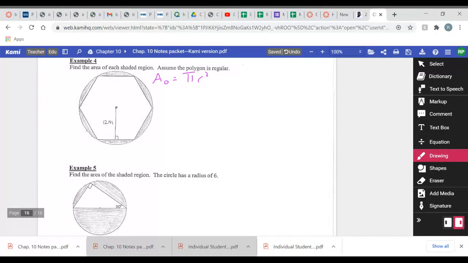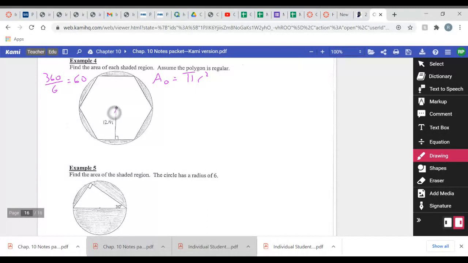Sometimes people will accidentally assume that 12 is the radius, but you can see that that does not go from the center of the circle out to the edge of the circle. So I can't consider that the radius. So I'm not ready to find the area of the circle yet. I'm going to need to do some of the angle work first before I do that. So I'm going to go ahead and do that part now. If I go ahead and say 360 divided by the 6 sides of the hexagon, and that gives me 60.